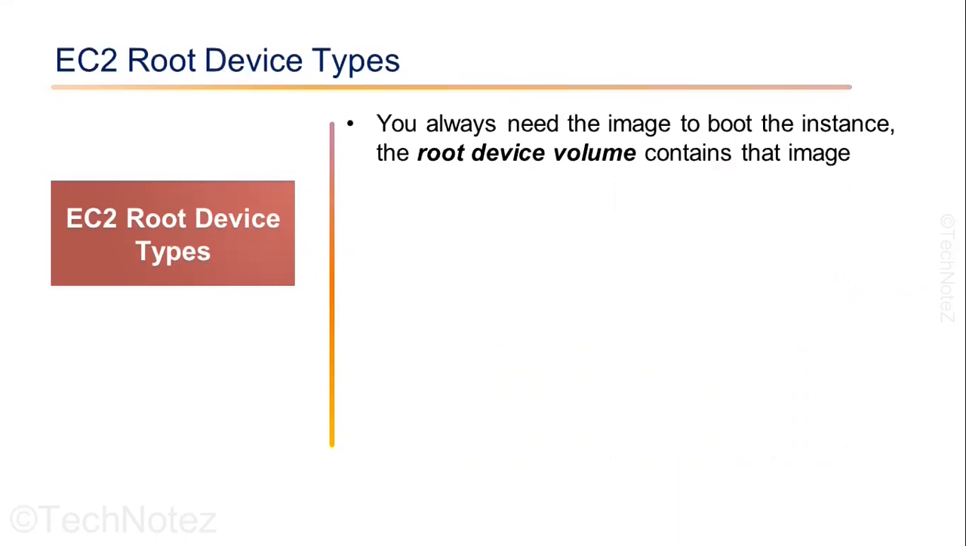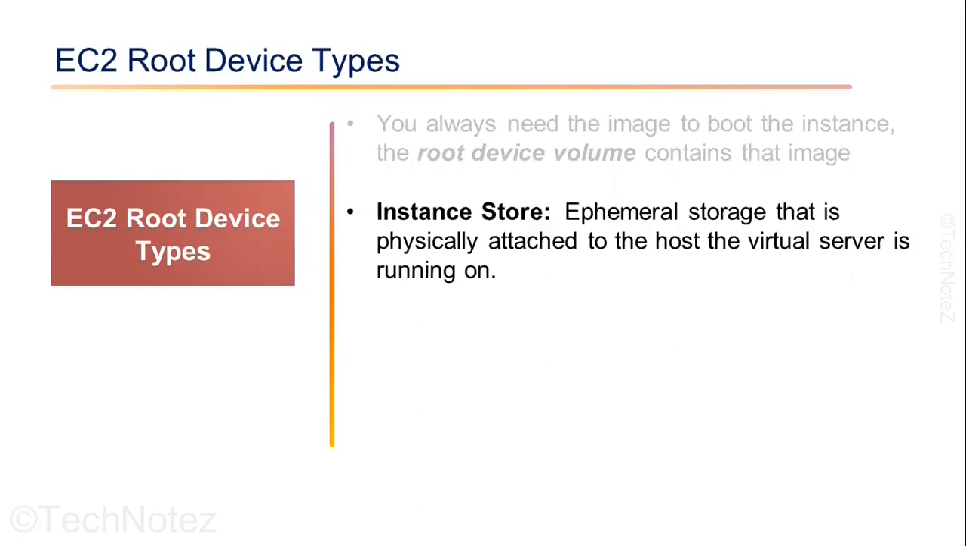The two main types of root device for EC2 instances are, first, instance store. This is a storage that is physically attached to the host computer that an instance is running on. These EC2 instances have their root device stored on the instance itself, which provides faster input output performance. However, data stored on an instance store is not persistent and will be lost when the instance is terminated.